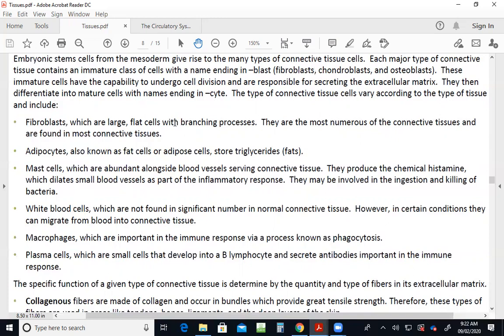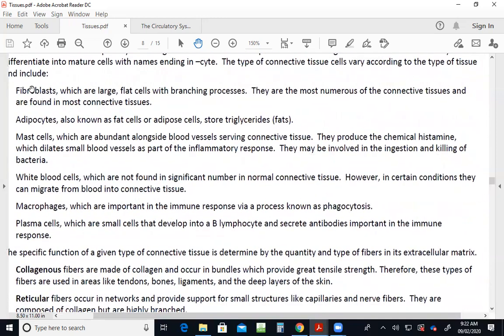Okay, types of connective tissue cells vary according to the type of tissue and include those fibroblasts I was just mentioning. Large flat cells with branching processes are the most numerous of all of our connective tissue cells, I should say, and are found in most of our connective tissues. Adipocytes are a fancy way to describe our fat cells. They store what we call triglycerides. We'll talk about them a little bit more here in a minute.